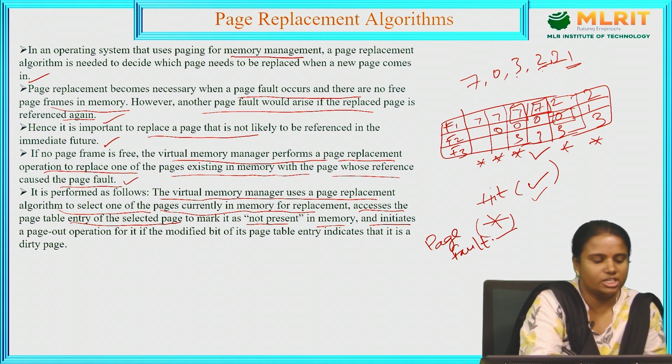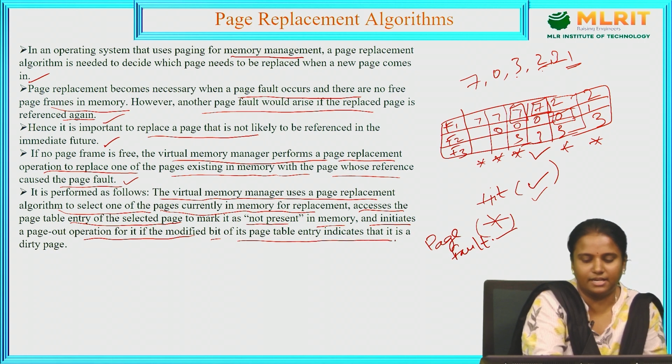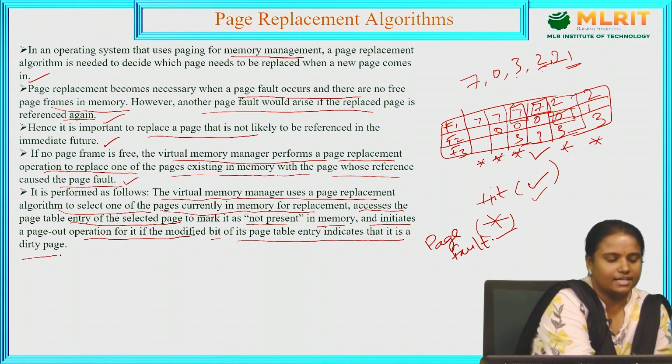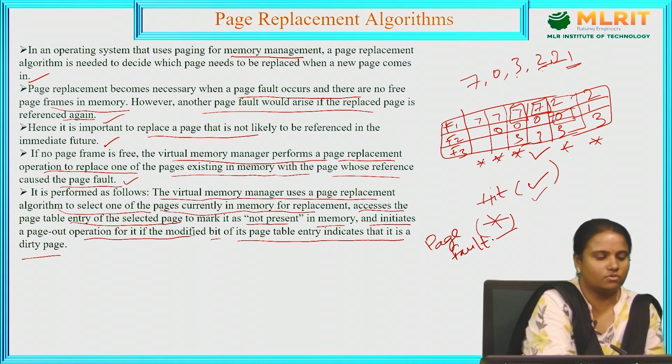And initiate a page out operation if the modified bit of its page table entry indicates that it is a dirty page. A dirty page means the page has been modified. That is what this point is about.